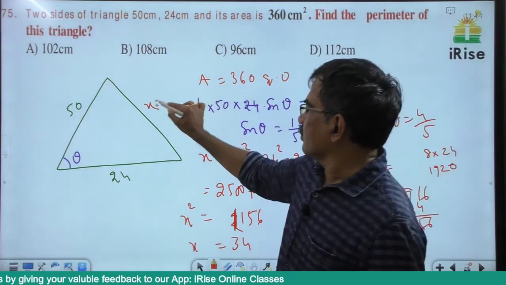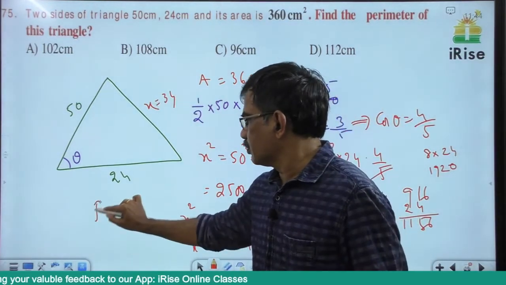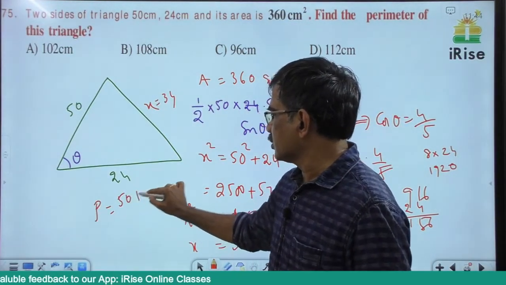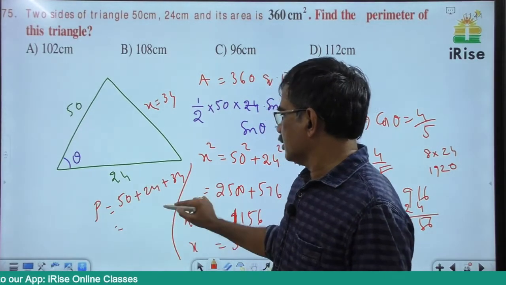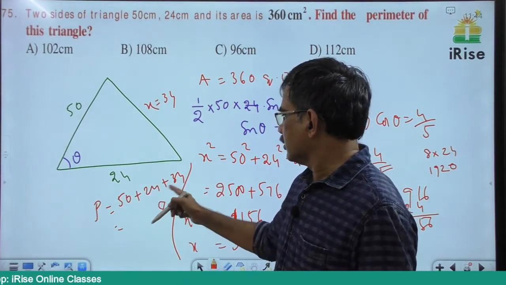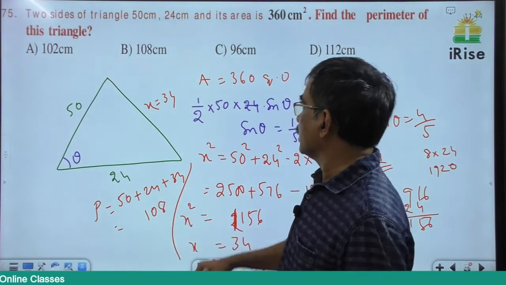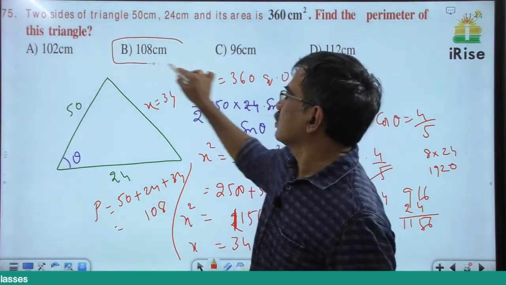If x is 34, then what is the perimeter? Perimeter is equal to 50 plus 24 plus 34. 24 plus 34 is 58, 58 plus 50 is 108. So the answer is 108 for this question.